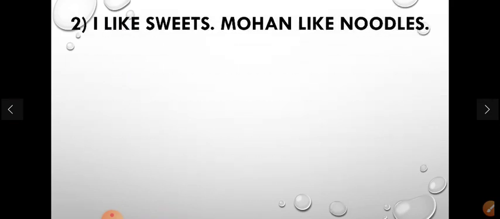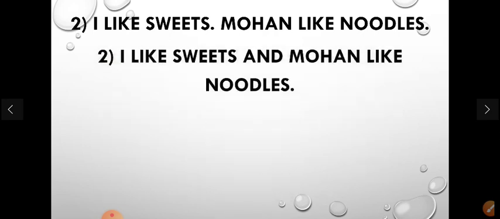Now the second. I like sweets, Mohan likes noodles. In this sentence, what is happening? Here we are talking about similar things. One likes the sweets and one likes the noodles. These both are things of eating. So we use the conjunction and here. I like sweets and Mohan likes noodles.